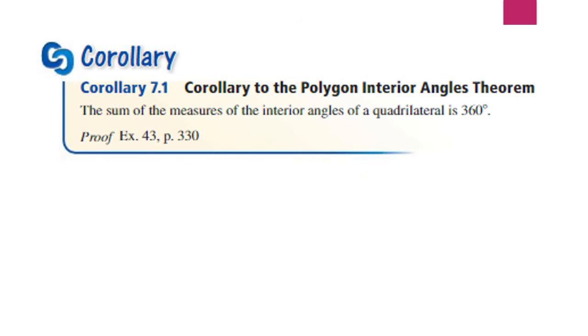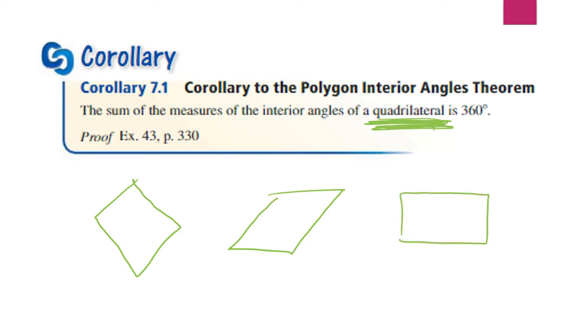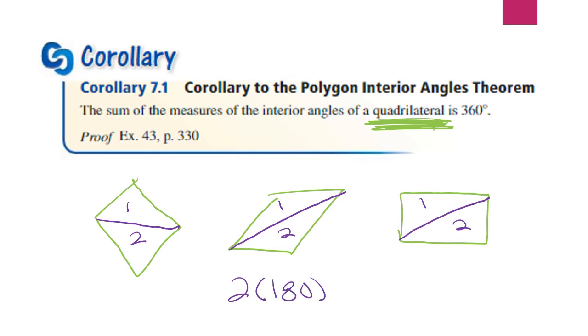The corollary to the polygon interior angles theorem says the sum of the measures of the interior angles of any quadrilateral is 360. It does not matter if you draw a kite, a rhombus, or a rectangle. If we take any of these quadrilaterals and draw the diagonal from a single vertex, we always get 2 triangles. So no matter what, a convex quadrilateral has 2 triangles, and 2 triangles times 180 degrees gives us a total of 360 degrees.